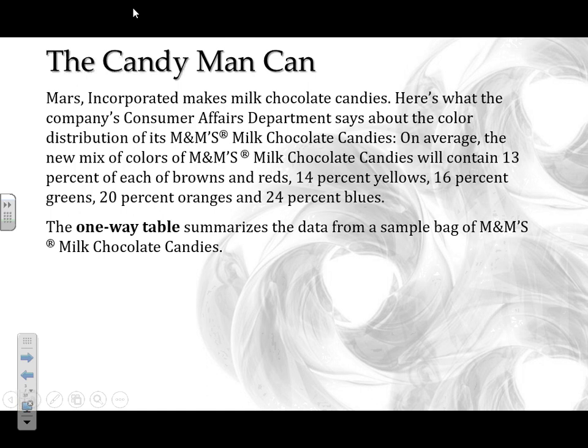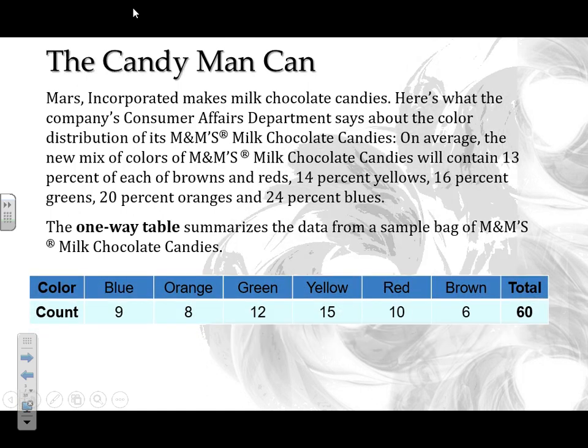Now, what I'm going to put up on the screen here, which you'll also want to get a copy down of, is a table that summarizes the distribution from a sample bag of M&Ms. If we open a sample bag of M&Ms, this is the result when we counted the number of each color. In that bag of M&Ms, there were 9 blue, 8 orange, 12 green, and so on. So get those copied down.